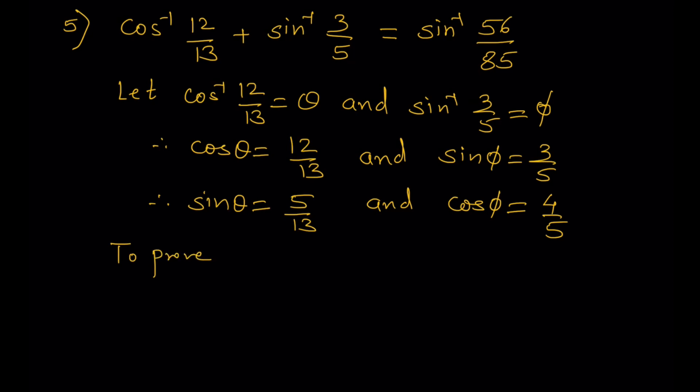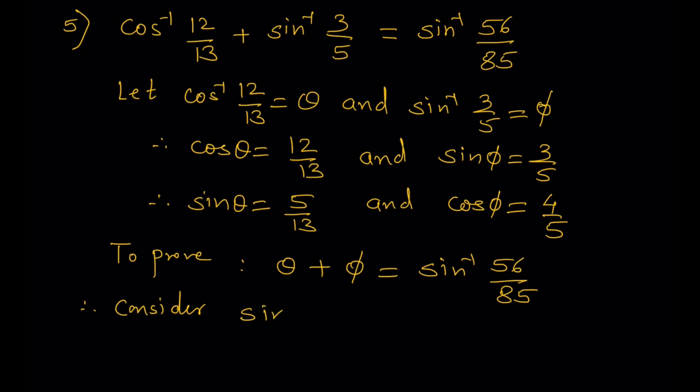So we want to prove that the first term we have considered as theta. So we want to prove theta plus phi is equal to sin inverse of 56 by 65. This we want to prove, or sin of theta plus phi is equal to 56 by 65. So let's consider, see, right hand side is sin inverse of 56 by 65. So I have considered sin of theta plus phi.